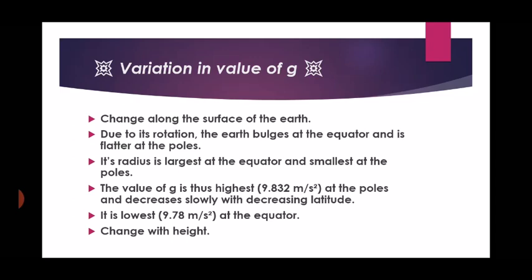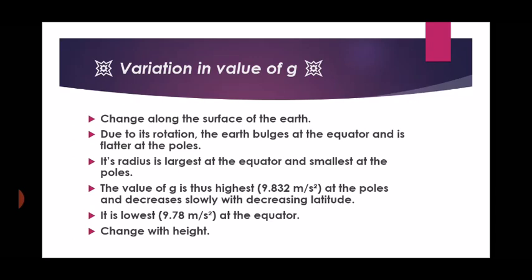Let me discuss it now. Due to its rotation, the earth bulges at the equator, that means the earth's shape is not the same everywhere. At the equator it bulges, and it is flatter at the poles. Its radius is the largest at the equator and the smallest at the poles.